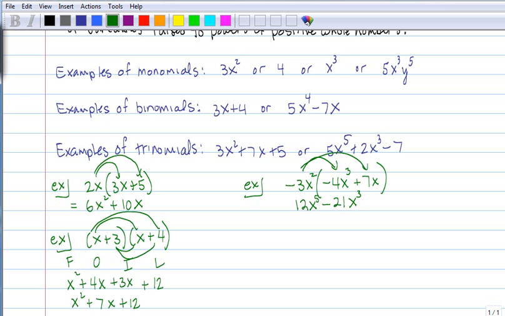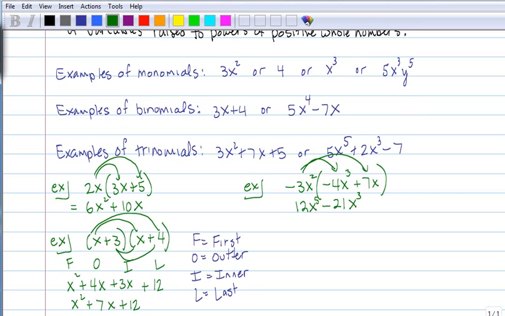FOIL is an easy way to remember what you have multiplied when you multiply a binomial times a binomial. What does FOIL stand for? F stands for first, O stands for outer, I stands for inner, and L stands for last. And if you notice, that's what we did here.